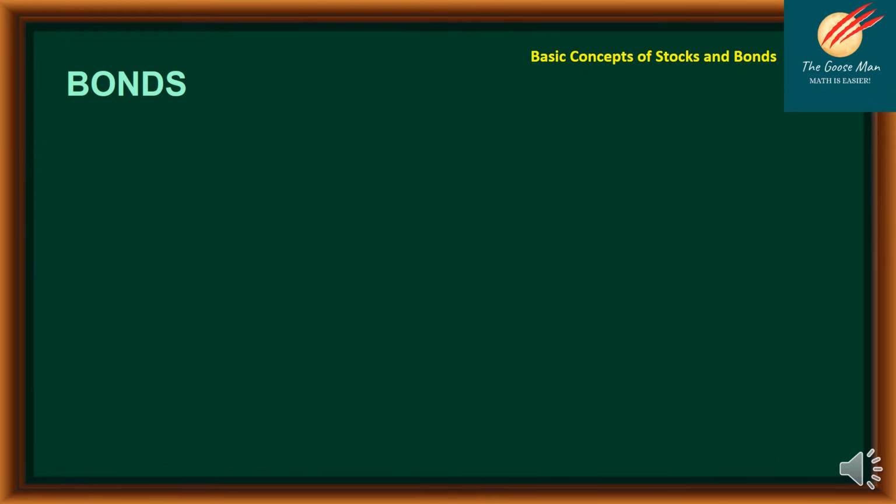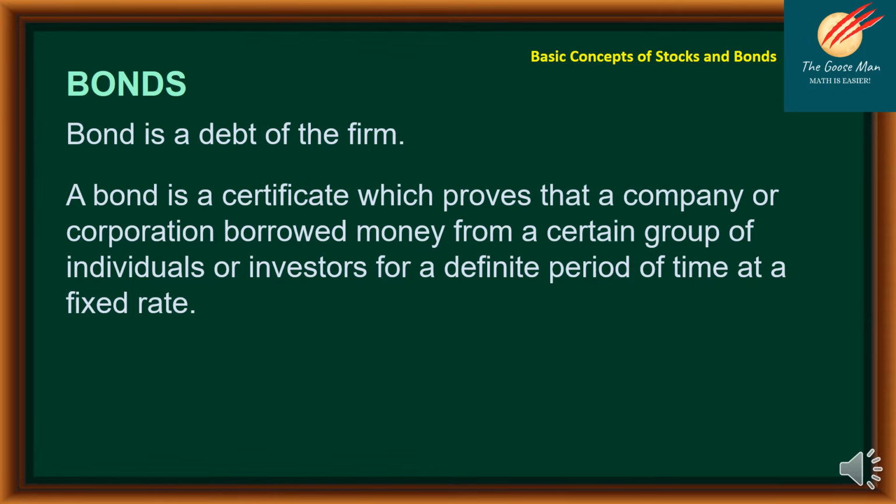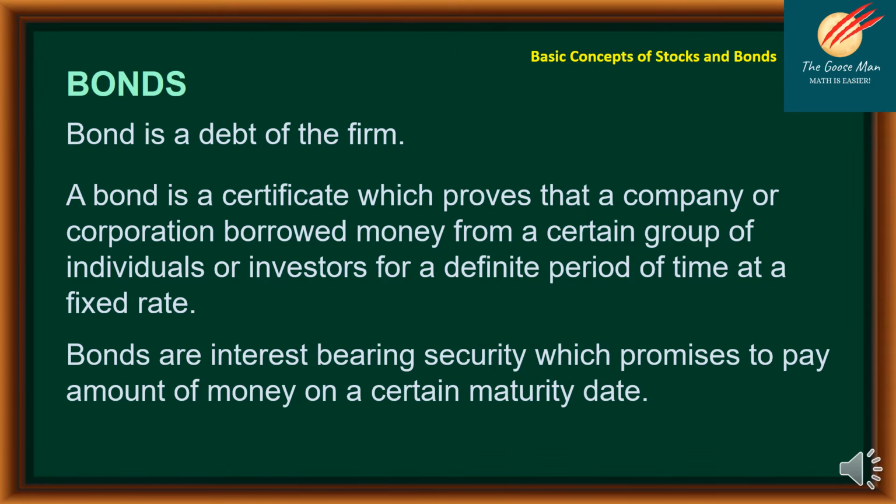If we talk about bonds, a bond is the debt of the firm. So a bond is a certificate which proves that a company or corporation borrowed money from a certain group of individuals or investors for a definite period of time at a fixed rate. Also, bonds are interest-bearing securities which promise to pay an amount of money on a certain maturity date. It means that the company shows an IOU.